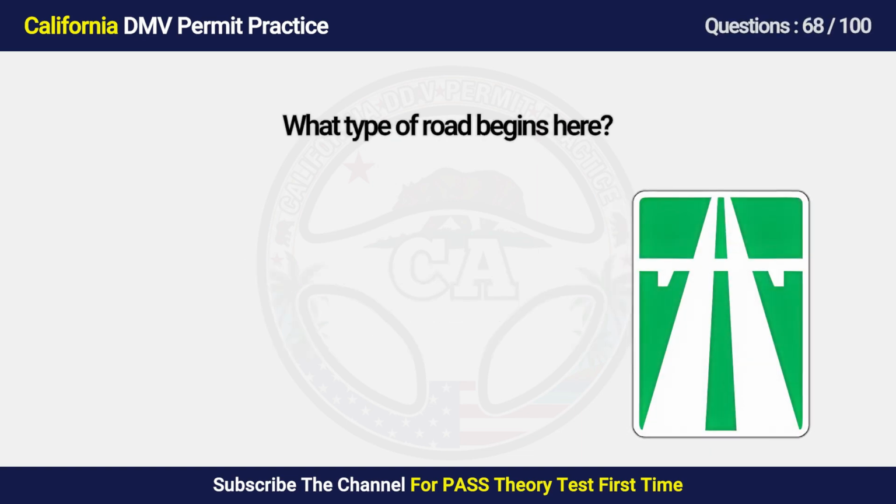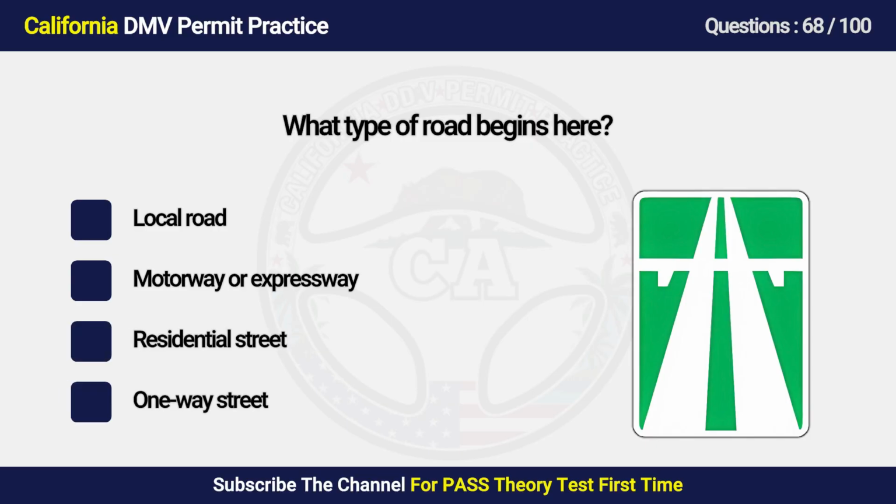Question 68. What type of road begins here? A. Local road. B. Motorway or expressway. C. Residential street. D. One-way street.